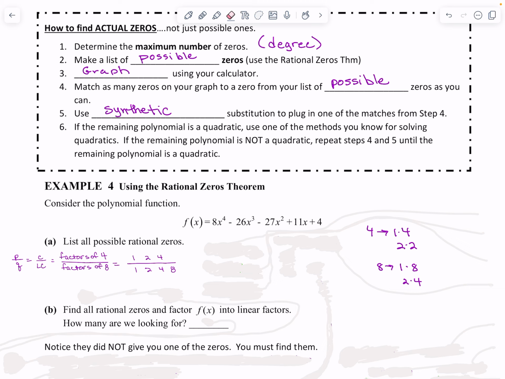We are going to make as many fractions out of that as we can. So I'm going to take my 1 here, and I'm going to say, okay, I've got 1 over 1, 1 over 2, 1 over 4, and 1 over 8. So we've got 1, 1/2, 1/4, and 1/8. Then I'm going to do the same thing with my 2. And I'll have 2 over 1, 2 over 2, 2 over 4, and 2 over 8.